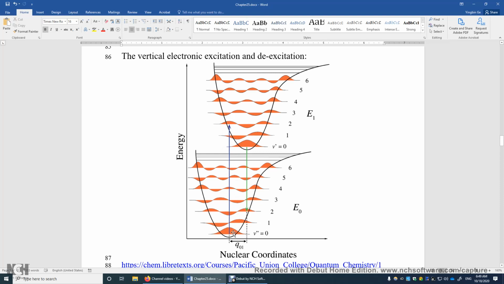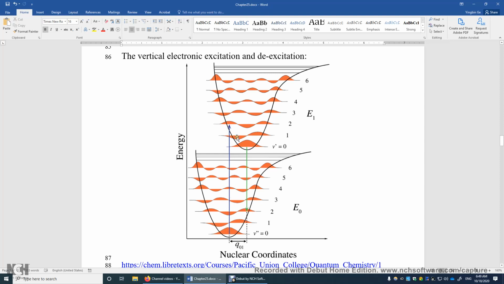For example, if a nucleus moves at 1,000 meters per second, then during this 10 to the power of negative 15 second period, it can only move 10 to the power of negative 12 meters, or 0.01 angstroms. The typical bond distance is between 1 and 3 angstroms. So that means the bond distance will change by no more than 1%. And therefore, we observe the vertical excitation.